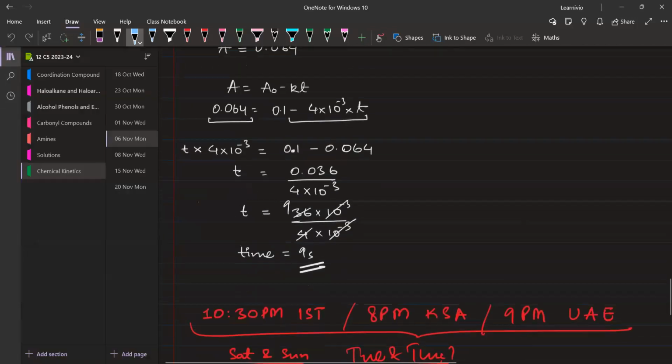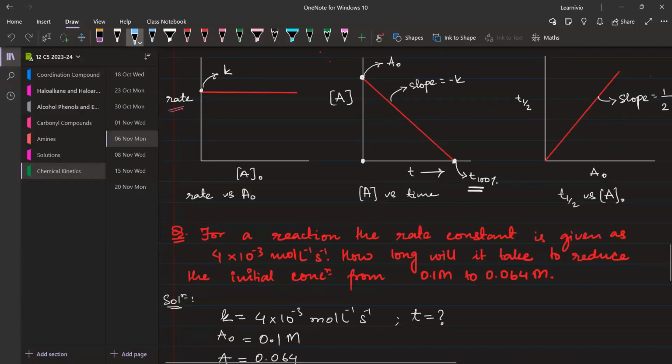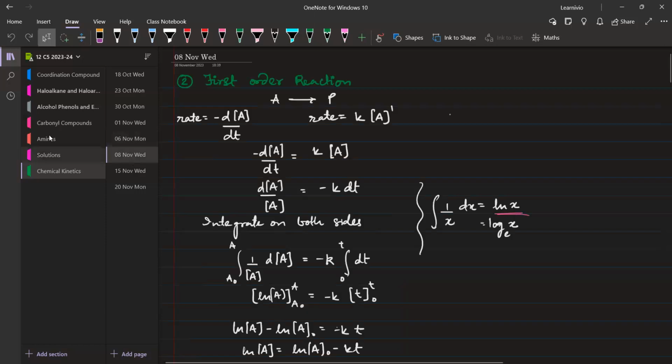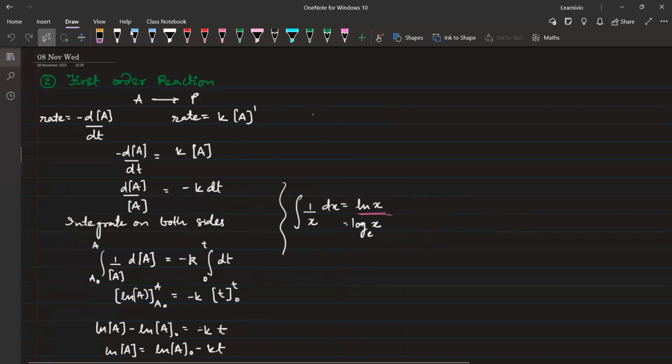Completed zero order reactions, right? And today we are going to start with first order reaction. So as before, for first order reaction also, we will start with the derivation of the integrated rate law expression. In first order reaction, we have taken a reaction that is A giving us a product P.